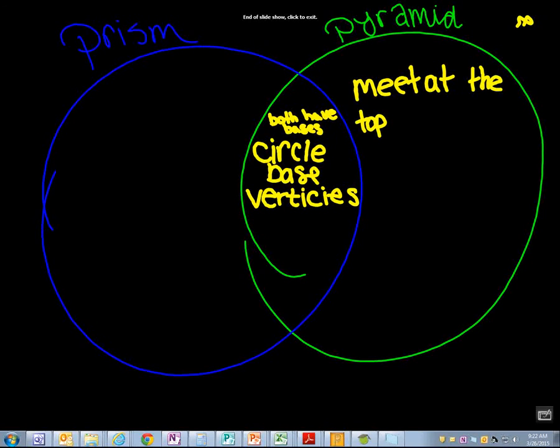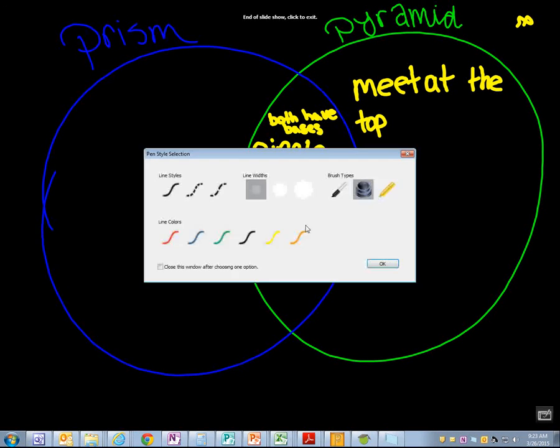All have bases, circle bases, vertices. Okay, good. They all have vertices. If that's too thick, we can go thinner. So go ahead and erase that with a small eraser. And you don't need the word both there because that's inside that Venn diagram. So go ahead and click these and the marker. Good. Okay. Hit this one.